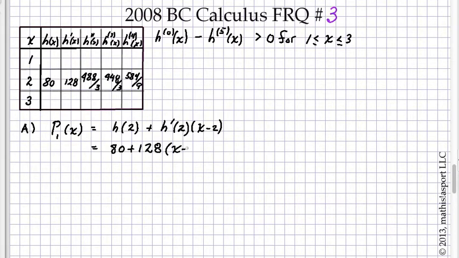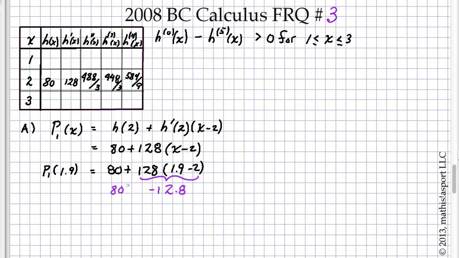times x minus 2. Now, to evaluate that at x equals 1.9, it's just 80 plus 128 times 1.9 minus 2. That gives negative 0.1 there. And so what we're really talking about here is negative 12.8. And when that's added to 80, we end up with 67.2.